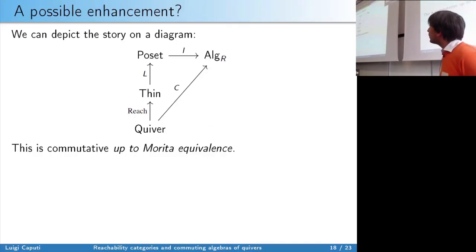And here, if I wanted to squeeze down into just one single diagram what I described so far, it is this diagram. I can go from quivers to posets by taking the reachability poset, and then I can construct the incidence algebra, or I could have gone directly from quivers to algebras by using the commuting algebras. And this diagram happens to be commutative up to Morita equivalence.